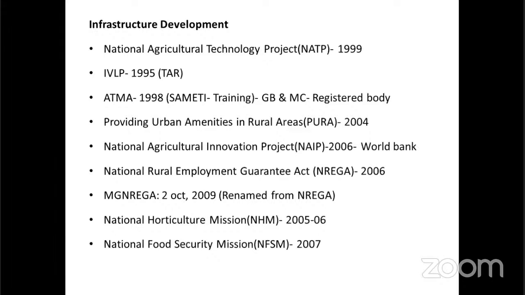Next one is IVLP, Institutional Village Linkage Project, which was launched in 1995. IVLP means Institutional Village Linkage Project. It links the institution with the village. In this project, the ICAR institutes, the state agriculture universities and the state research stations came in. Every research institute has to select one village and constantly develop technologies for the development of rural people. So that's why the Institutional Village Linkage Project came.